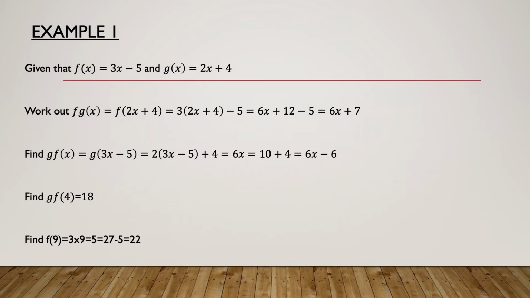Find f of 9. f of 9 just means subbing 9 into f. 3 times 9 is 27, minus 5 is 22. In the exam, they might ask you to work out g of minus 7, or g of 0. All you do is sub the appropriate number into the appropriate function. Don't get mixed up: if it says f of 9, put it into the function f. If it says g of 0, put the number into g of x. Just be careful there.